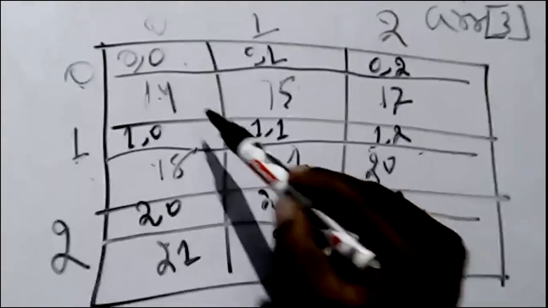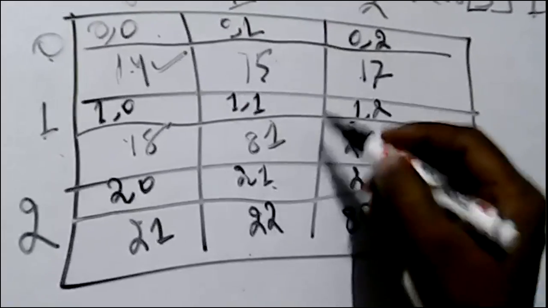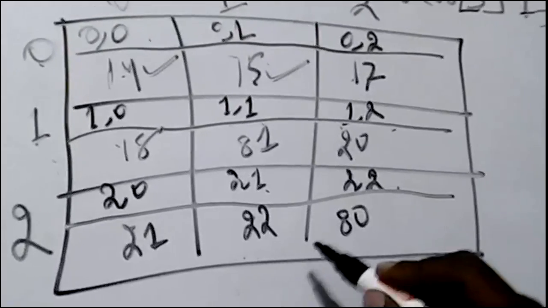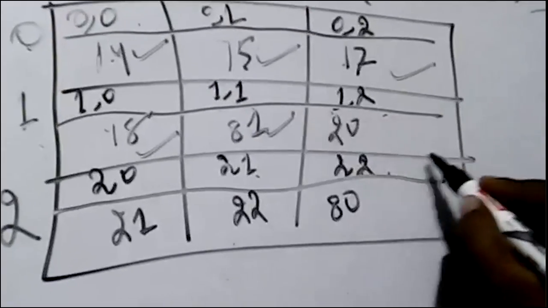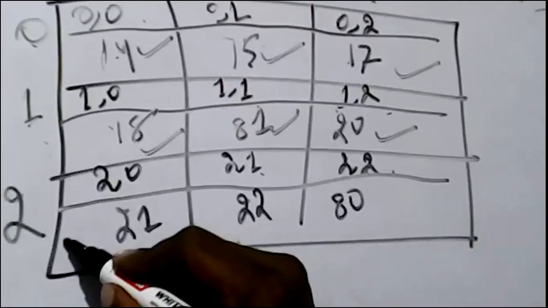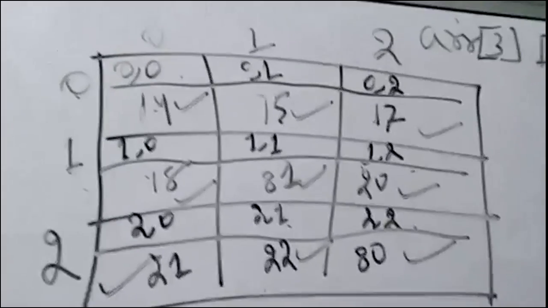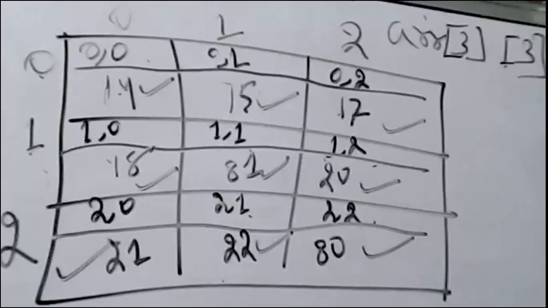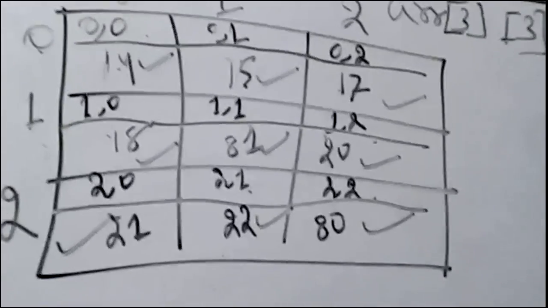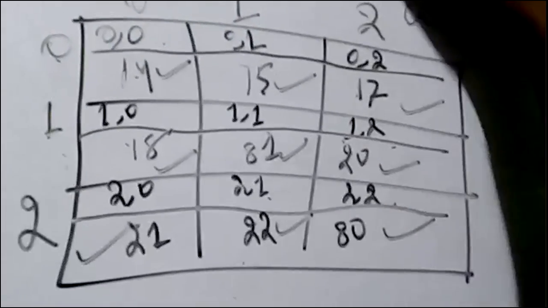See that, this is the index number, and this part is your value. 15 is a value, 17 is a value, 18 is a value, 81 is a value, 20 is a value, 21 is a value, 22 is a value, 80 is a value. So these are the values we are storing here. This is called the index number. Through the index number we are storing a value.